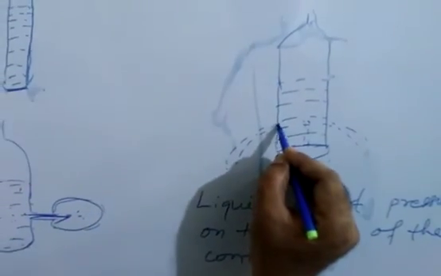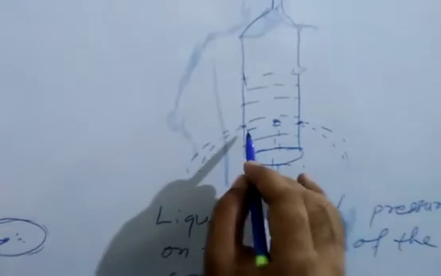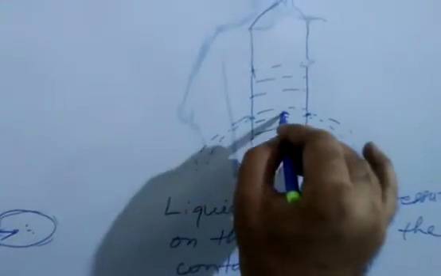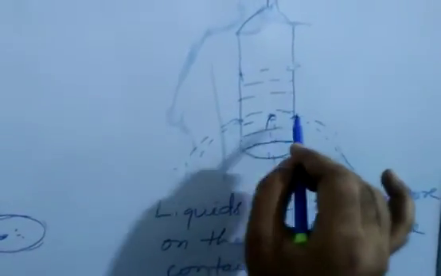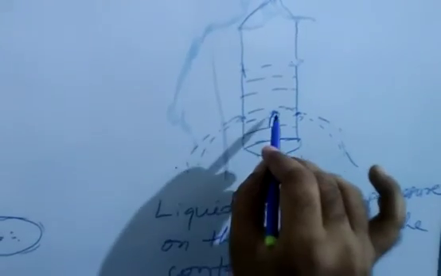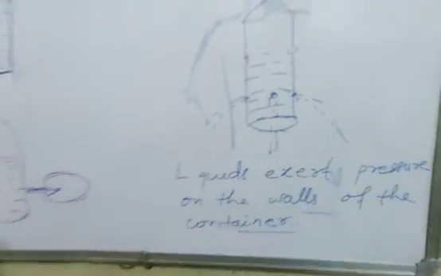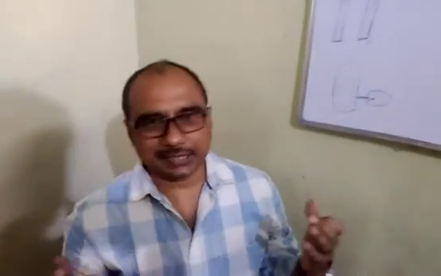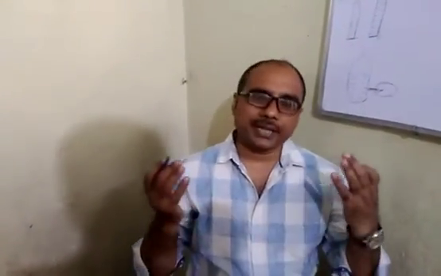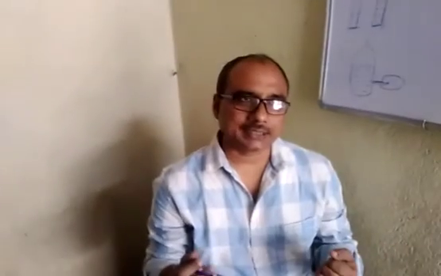Here I have made 3 holes, 1, 2 and 3. Water is up to here. So with equal pressure, the water will come out, because at the same height, the liquid exerts equal pressure on the wall of the container. So by these experiments, we understand that liquid exerts pressure on the wall of the container and it is equal in all directions.